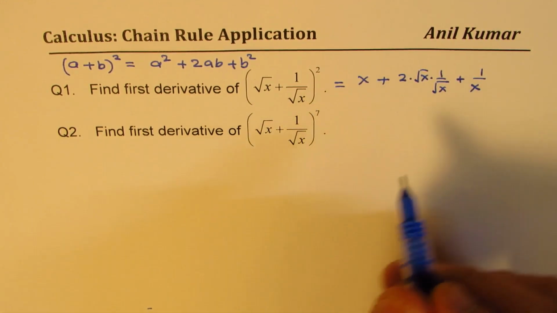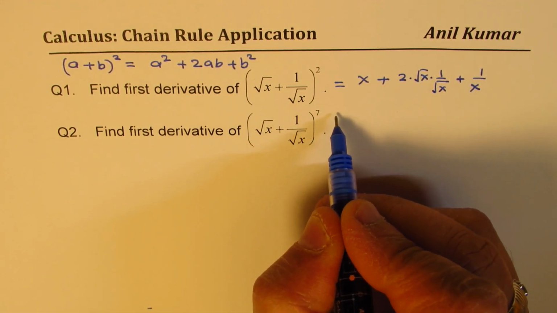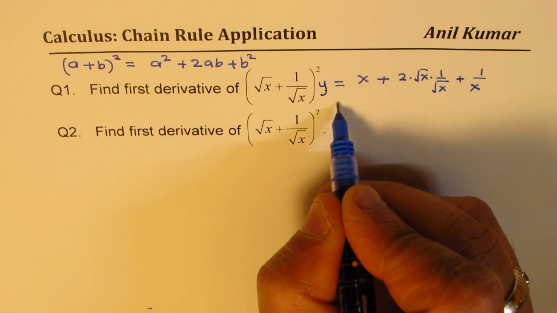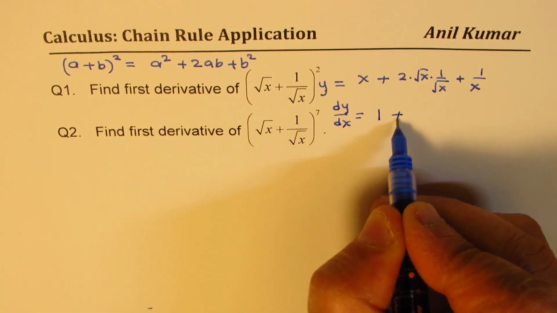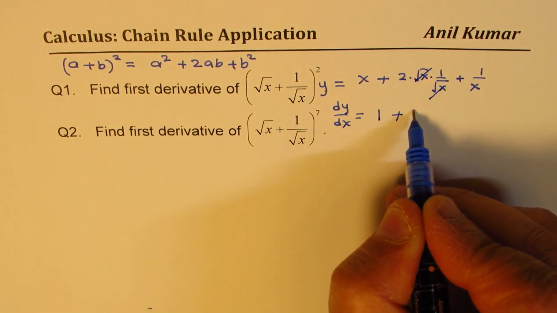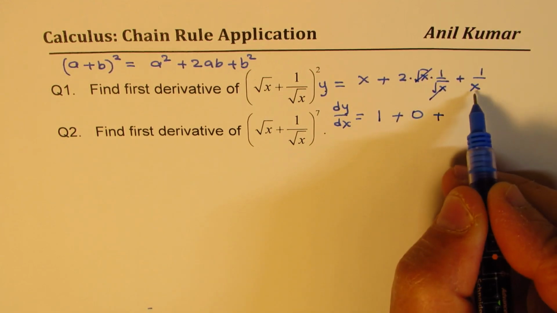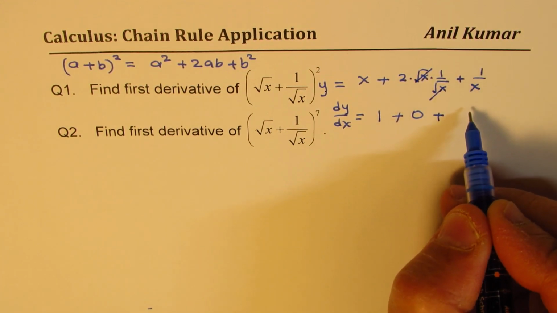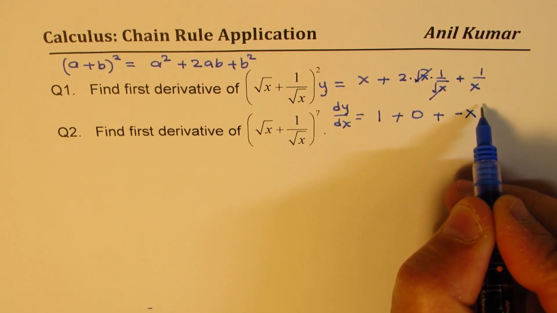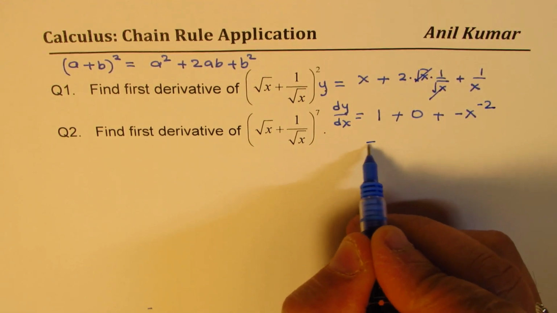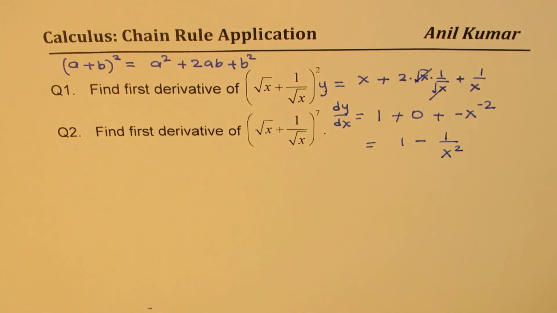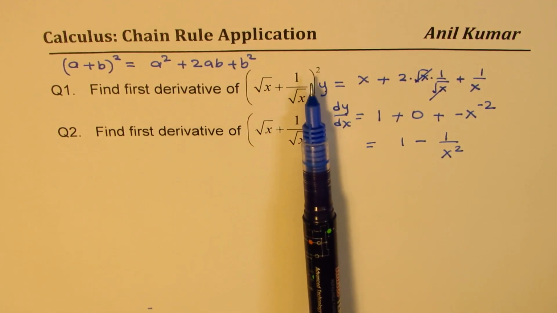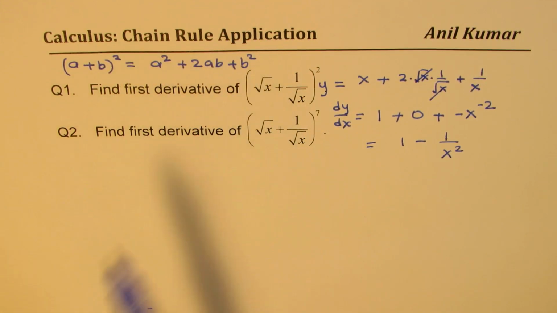If that is your function, let's say this is y equals, then dy/dx is equal to the derivative of x, which is 1, and here these two terms cancel, so you get 0, and this derivative is, this is x to the power of minus 1, so you could write this as minus x to the power of minus 2, or you can say that the derivative is 1 minus 1 over x squared, correct? So you get your result very easily. That is to say that in this particular situation, you don't really have to apply the chain rule.